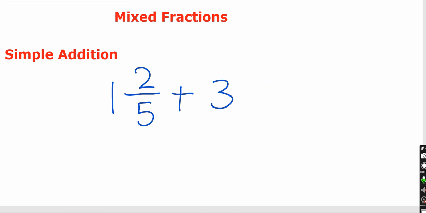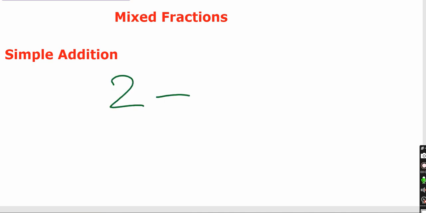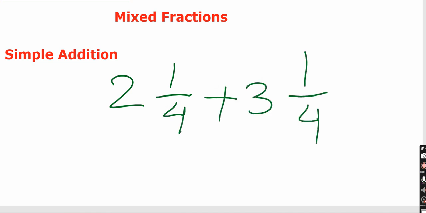Okay, now I'm going to do another question of simple addition, and that is 2 whole 1 by 4 plus 3 whole 1 by 4. First I will add the whole numbers. 2 and 3 are the whole numbers. 2 plus 3 is 5. This one and this one will become 2. And the denominator will remain the same.